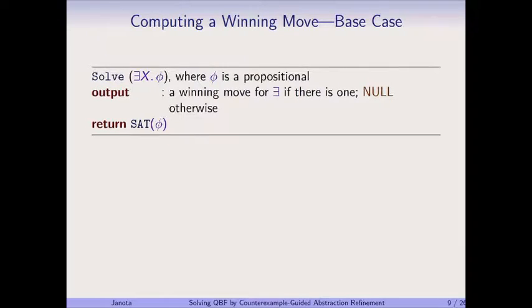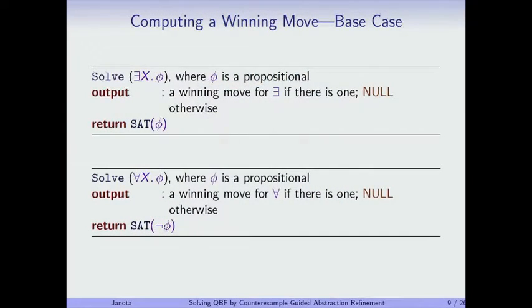Now we actually can build a very simple QBF solver using a SAT solver based on these definitions, right? Because for the base case, we know how to compute a winning move. If we're the existential player, just run a SAT solver. And SAT solvers are very efficient, so this is excellent. If we're the universal player, it's also not too much more difficult. We just negate the formula. We want to make it false, so we find a satisfying assignment to the negation.